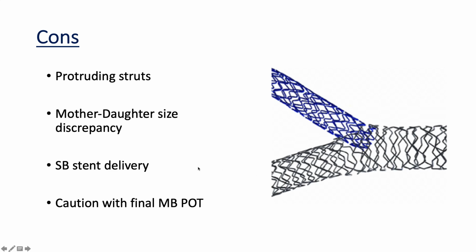The side branch stent delivery is a difference from the other techniques where you secure the side branch, but with the balloon anchor technique in the main vessel, this could be done relatively easily. And very important to have caution for the final main vessel POT, which can lead to crushing of the protruded strut. So very important to do that proximal to that. And this is my simple and hopefully straightforward technique that I would love to get your comments on.